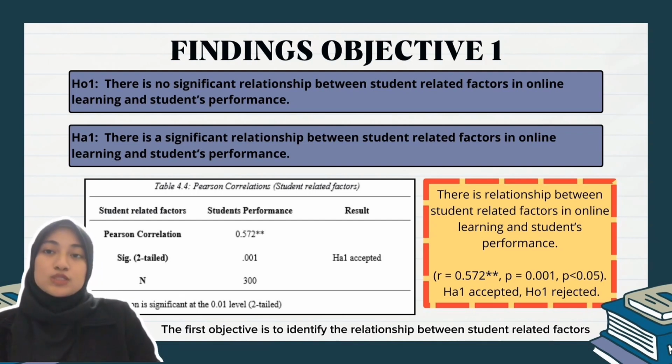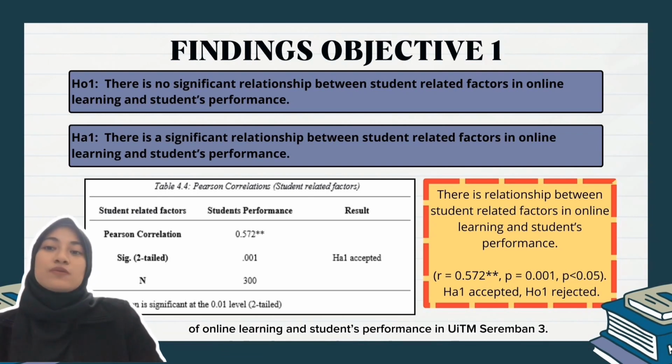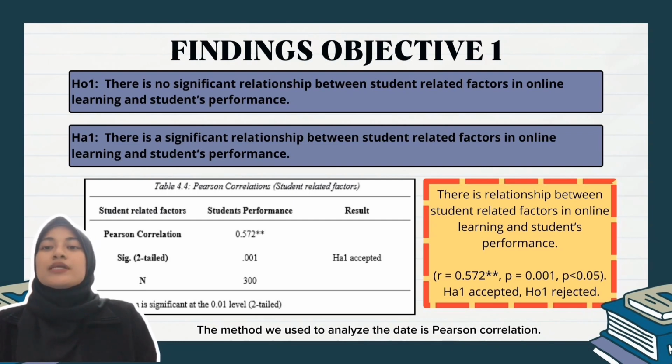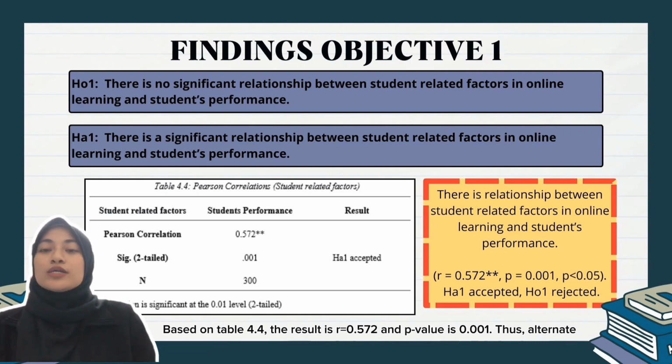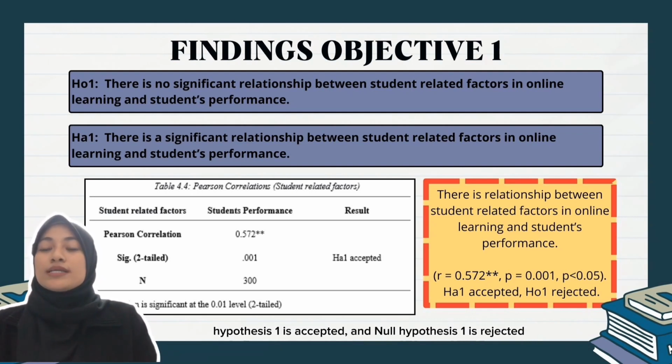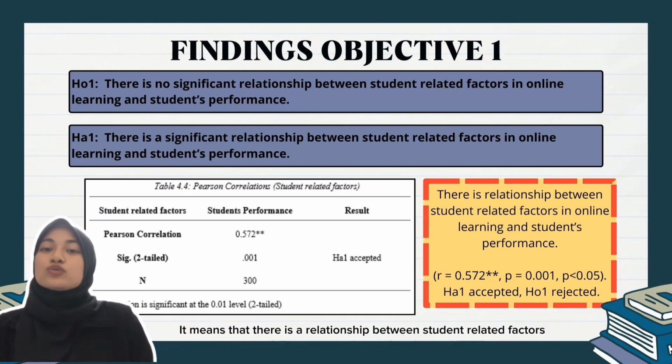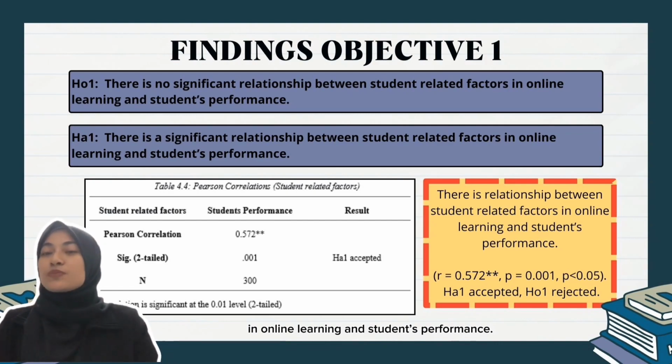The first objective is to identify the relationship between student-related factors of online learning and students' performance in UiTM Seremban 3. The method we use to analyze the data is Pearson correlation. Based on Table 4.4, the result is R equal to 0.572 and p-value is 0.001. Thus, alternate hypothesis 1 is accepted and null hypothesis 1 is rejected because the p-value is less than 0.05. It means that there is a relationship between student-related factors in online learning and students' performance.